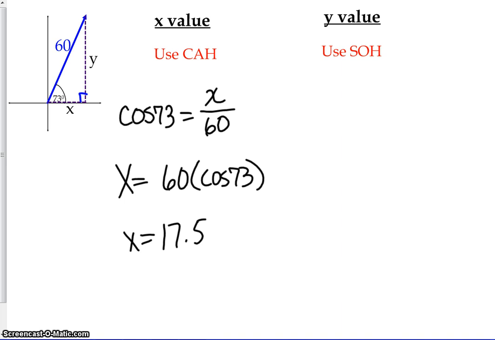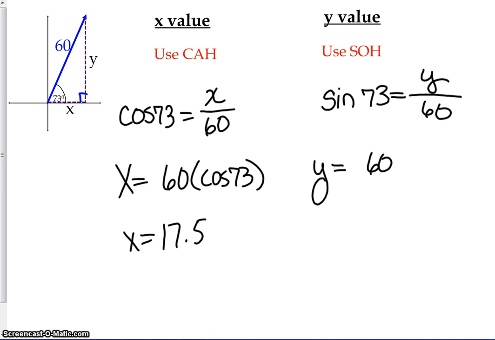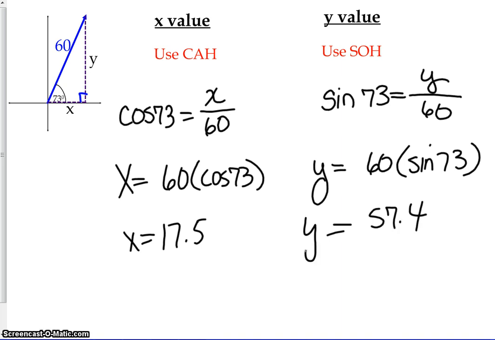Now, when we're trying to find the y value, it's the sine of that reference angle, and then it equals the opposite side, which is my y value, over the hypotenuse. So now my y equals 60 times the sine of 73. If I got my graphing calculator, scientific calculator out, I'd find out that my answer here was 57.4.